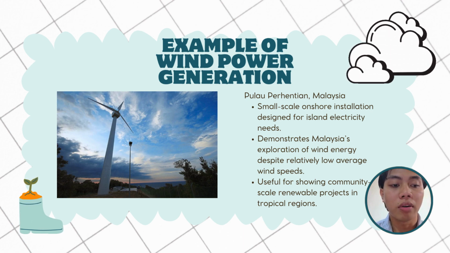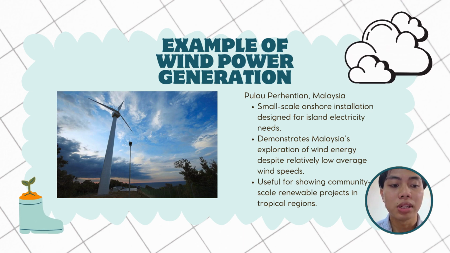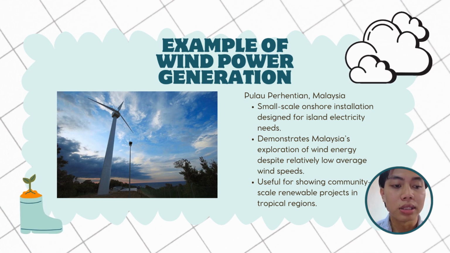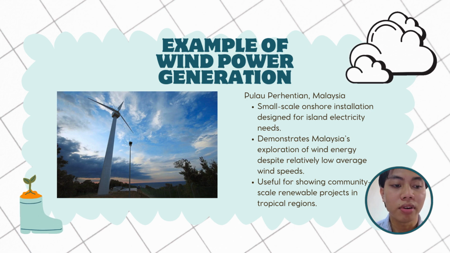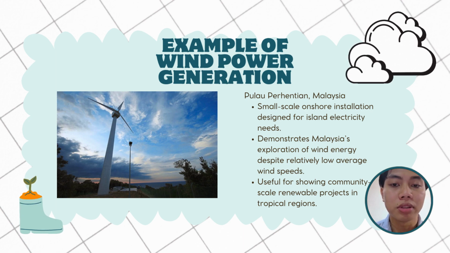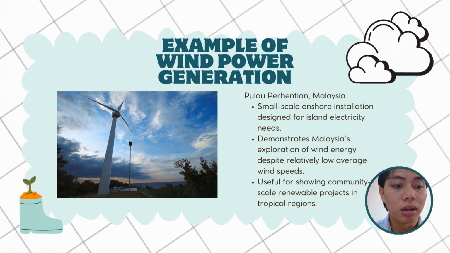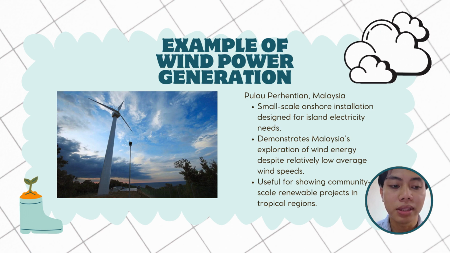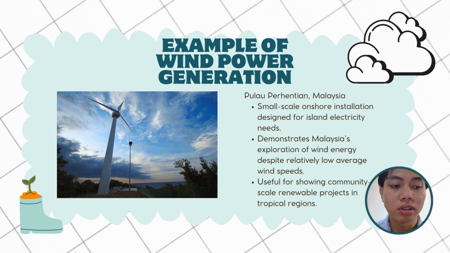This is one example of wind power generation at Pulau Perhentian, Malaysia. A small scale onshore installation designed for island electricity needs. It demonstrates Malaysia's exploration of wind energy despite relatively low average wind speed. Useful for showing a community scale renewable project in a tropical region.